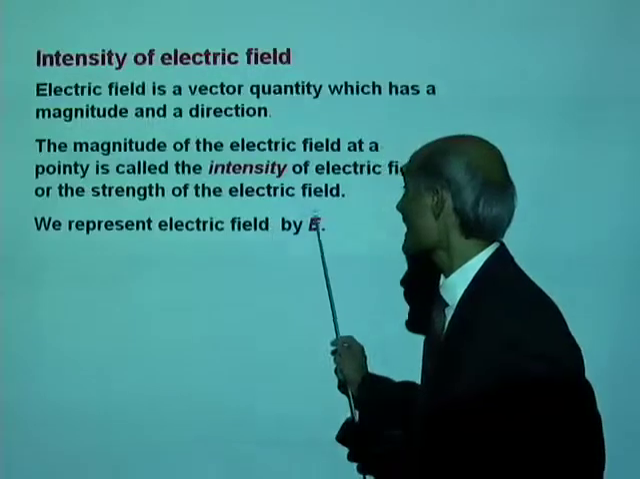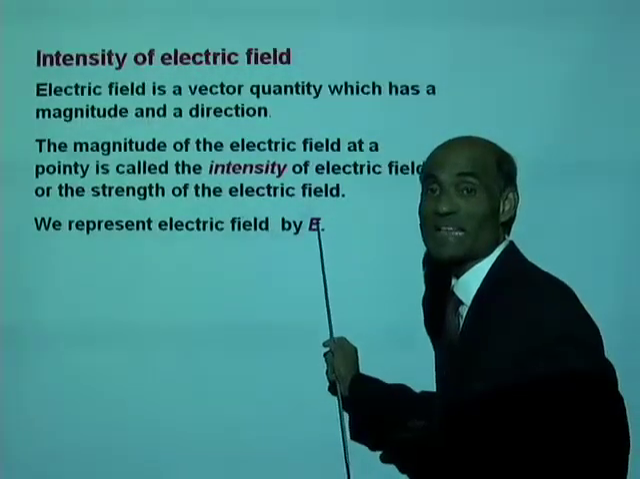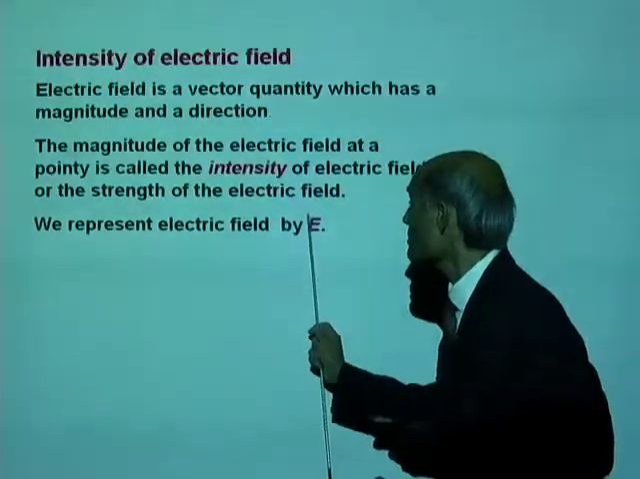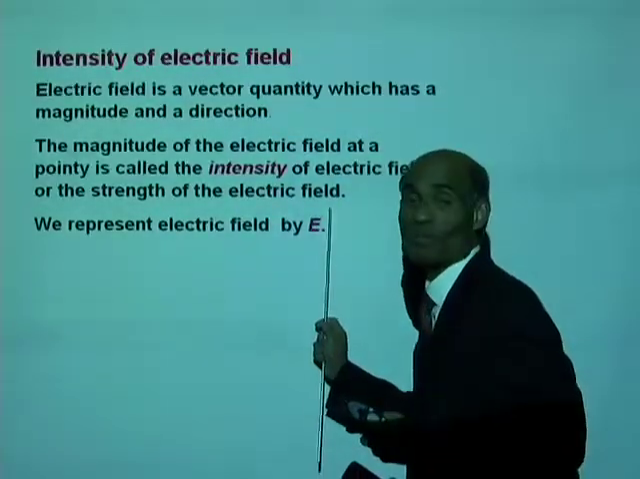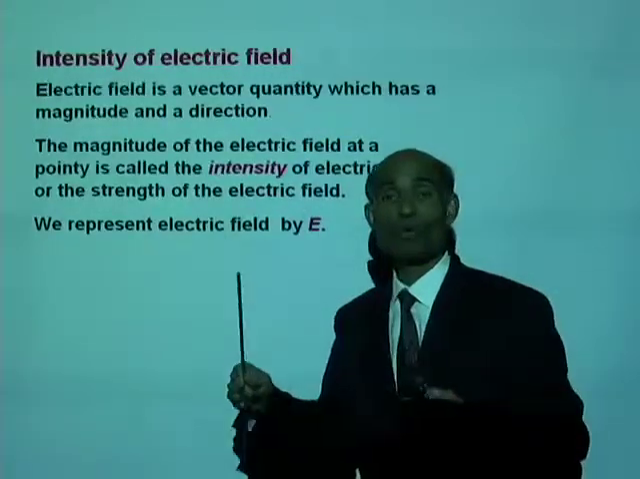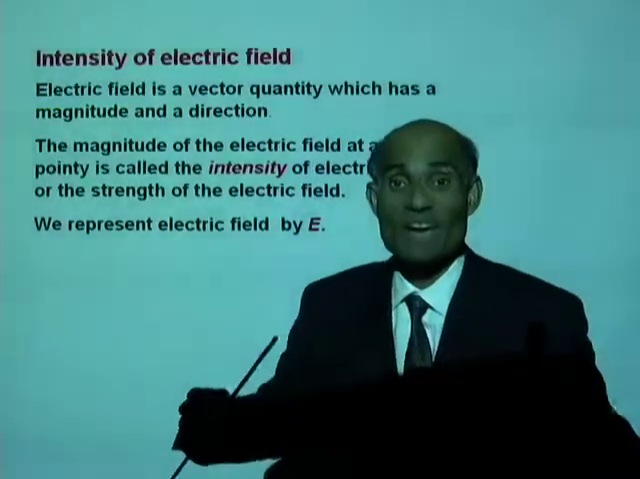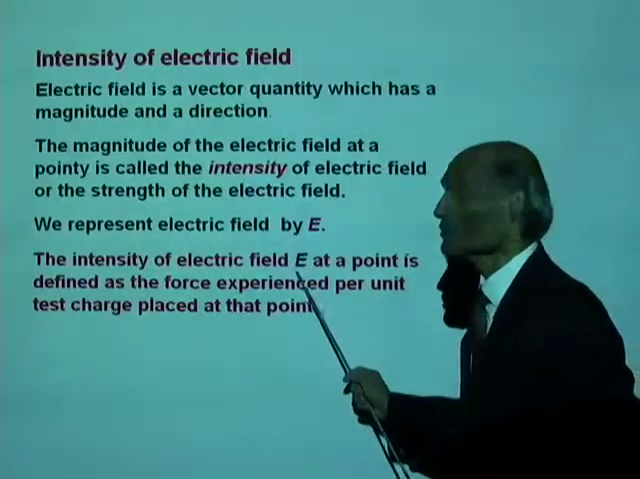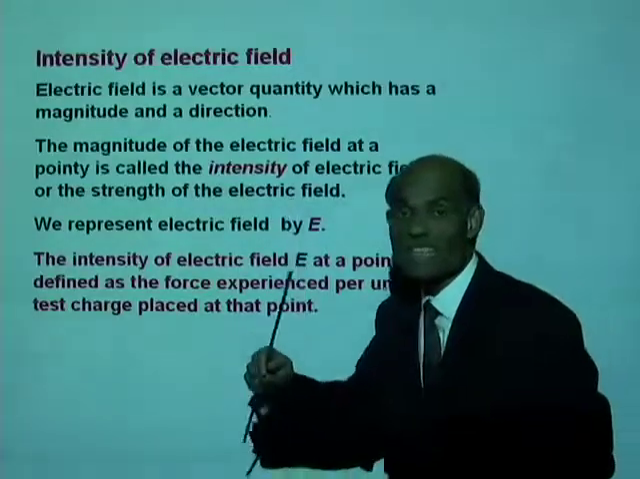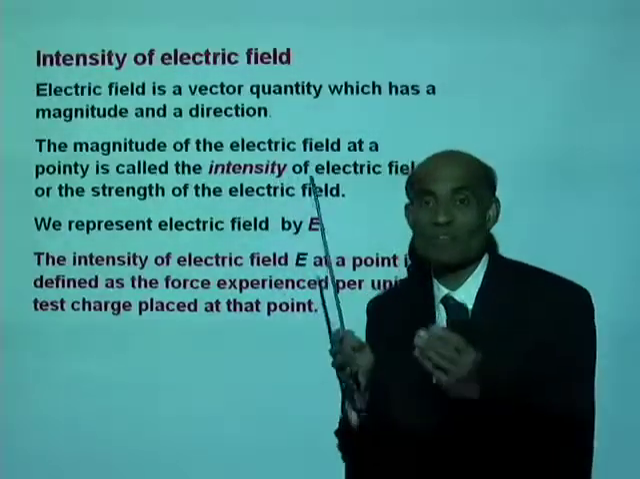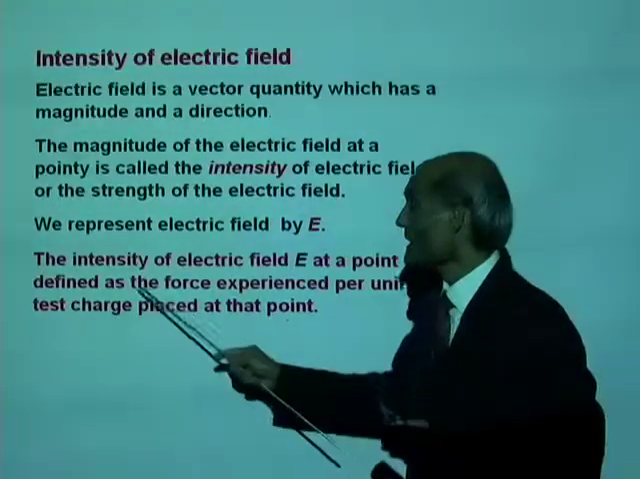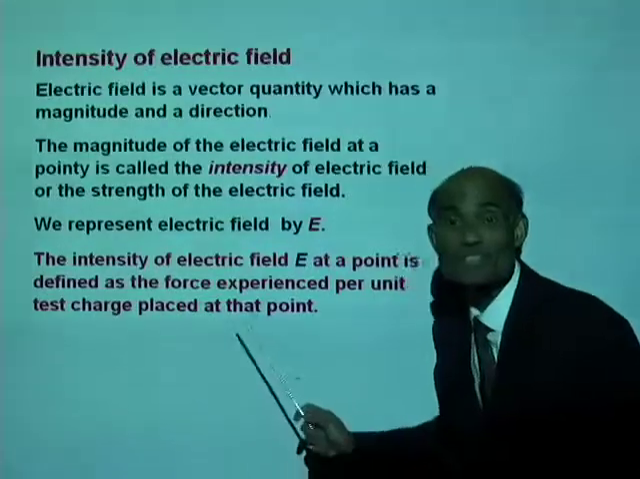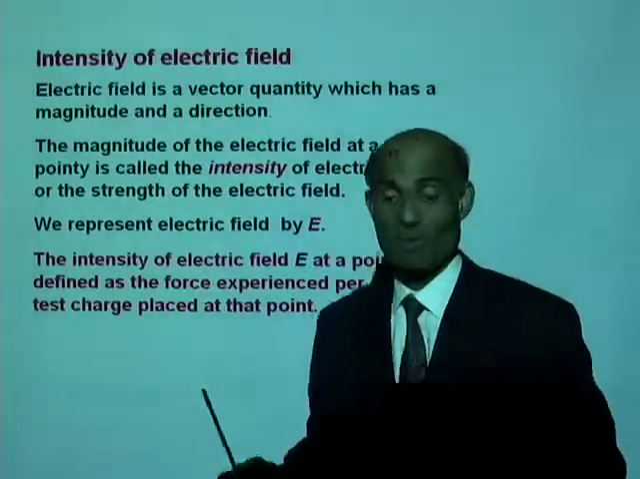How strong is the field? Now we will represent the electric field by the letter E. And when we use a vector, we represent this by an arrow at the top. So E with an arrow will be the electric field vector. The intensity of electric field E: at the moment we are only considering the intensity, the magnitude of the electric field. Now how is it defined? It's defined as the force experienced per unit test charge placed at that point.